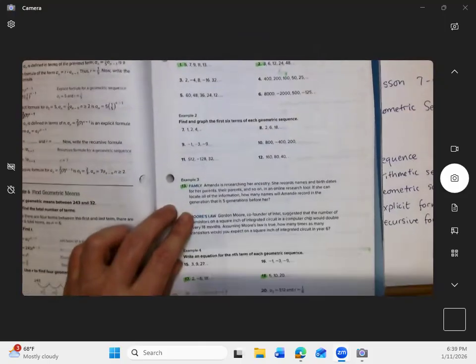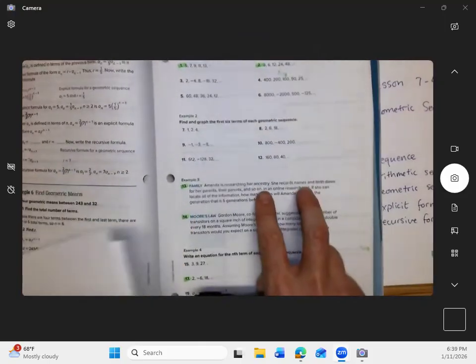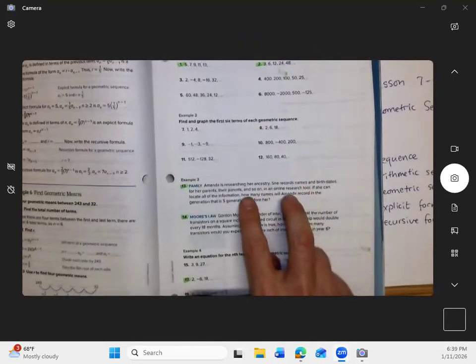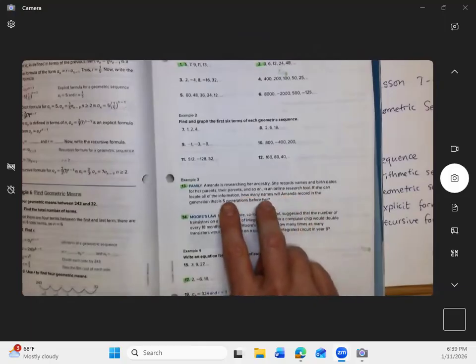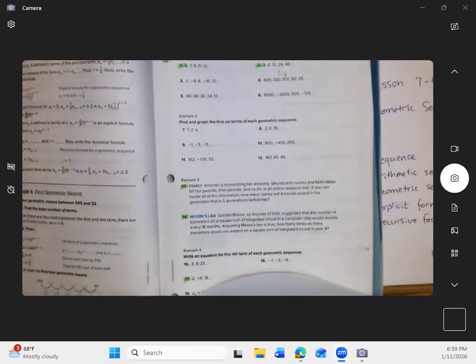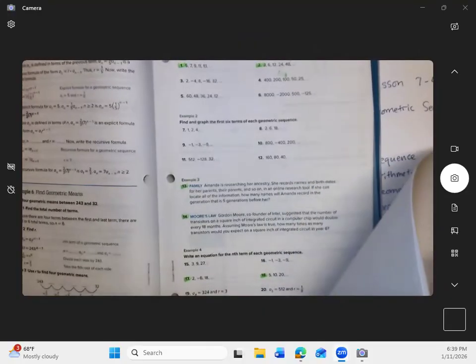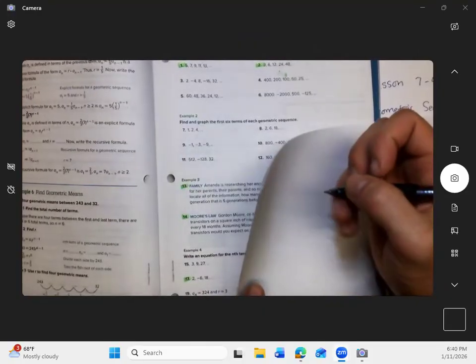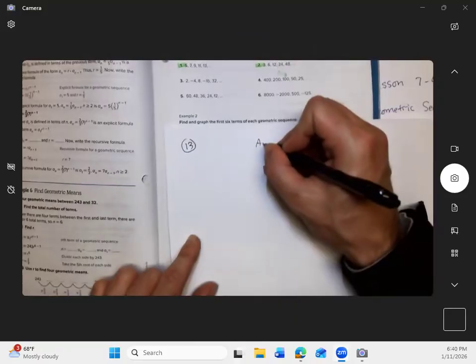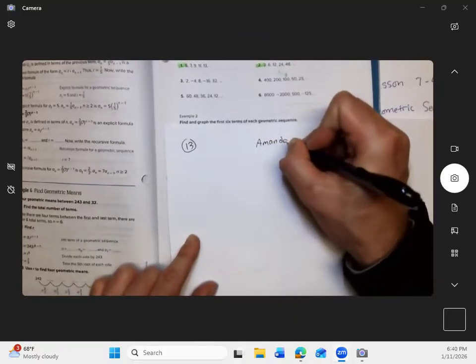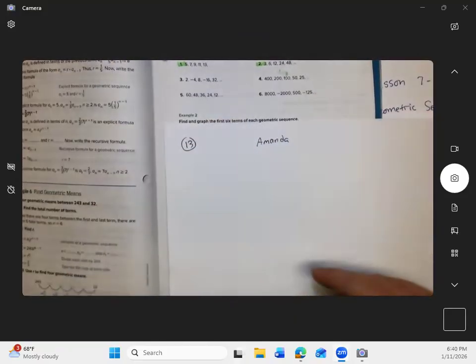13. Family. Amanda is researching her ancestry. She records the names and birth dates of her parents, their parents, and so on in an online research tool. If she can locate all the information, how many names will she have to record 5 generations before her? Okay, so we could draw this out, make a giant family tree, and then we could apply a math formula to this. Let's put Amanda at the top, and I'll go backwards in time down the page.